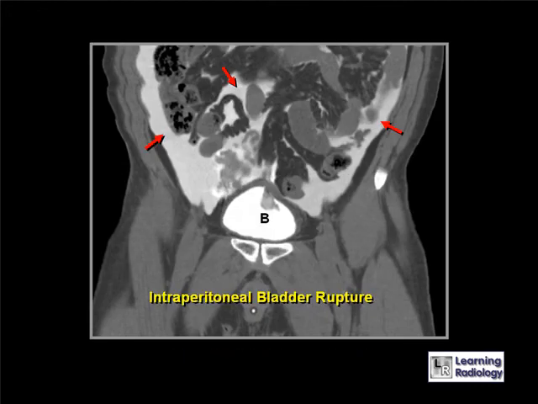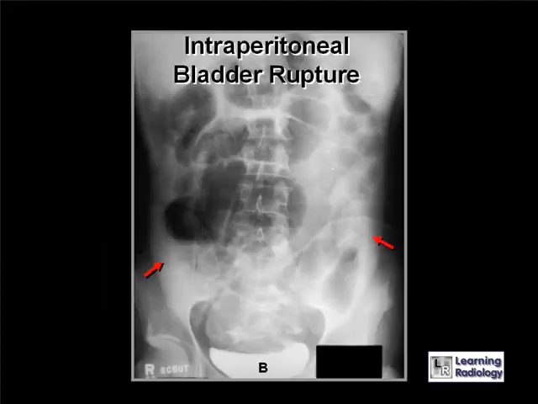This is a CT scan of an intraperitoneal bladder rupture. The B is on the bladder, and you can see the contrast indicated by the red arrows, which is now flowing freely through the peritoneal cavity and which is surrounding the loops of bowel in the peritoneum. This is a conventional radiograph of an intraperitoneal bladder rupture. The contrast was administered into the bladder through a cystogram, and you can see that the contrast flows freely through the paracolic gutters. The red arrows indicate the contrast flowing freely.